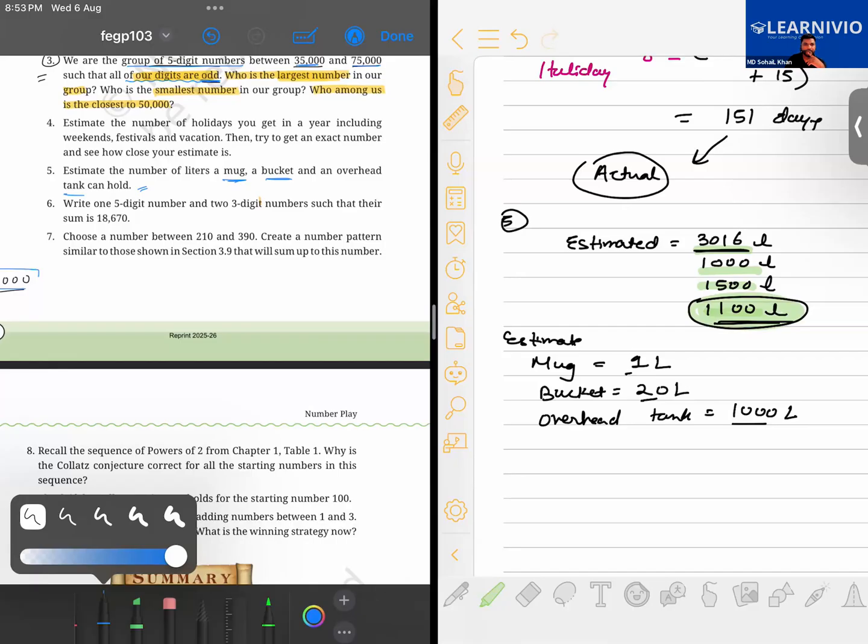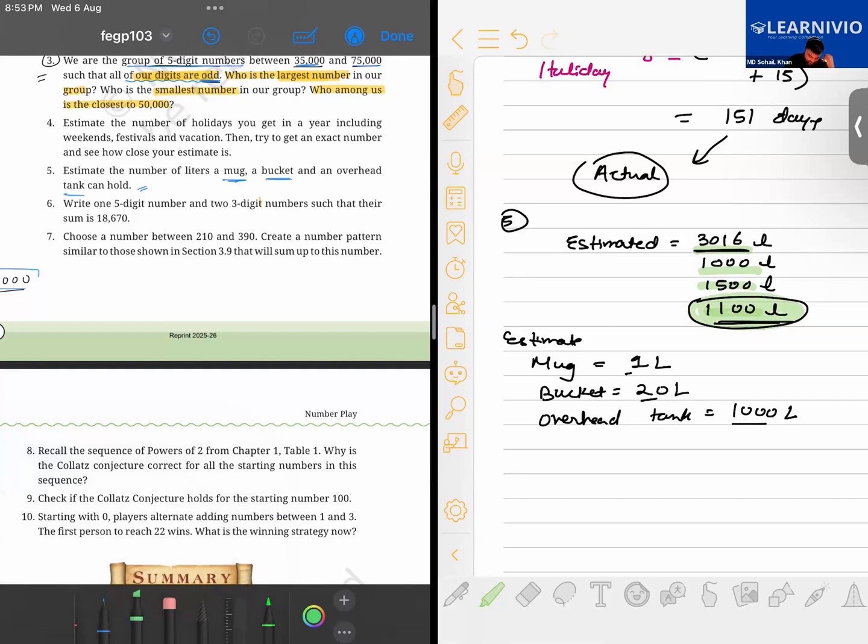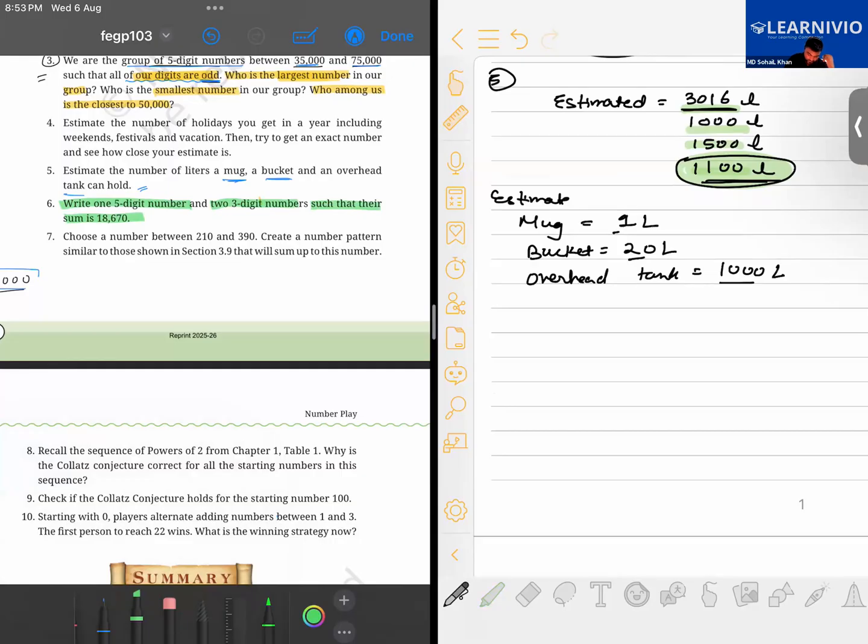Any questions? Look at question number 6 then. Question number 6 is saying: write one 5-digit number and two 3-digit numbers such that their sum is 18,670. So we have to take one 5-digit number plus two 3-digit numbers, such that the sum of all these numbers is exactly equal to how much as per the question?